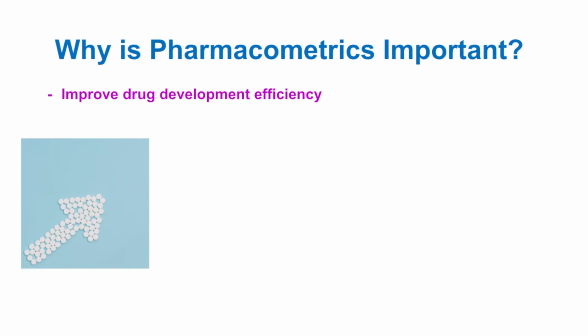Pharmacometrics improves the efficiency of drug development by integrating data, biology, and mathematical models to guide decision making throughout the development process. Developing a new medicine is a long, complex, and expensive undertaking that can take more than a decade from discovery to regulatory approval. By helping researchers predict how drugs are likely to behave in different populations and under different conditions, pharmacometrics enables more informed decisions earlier in development.